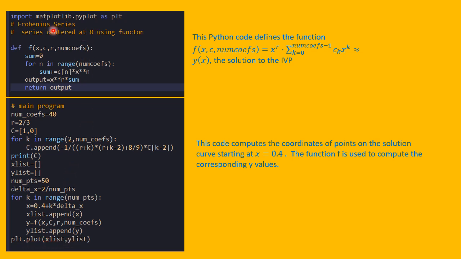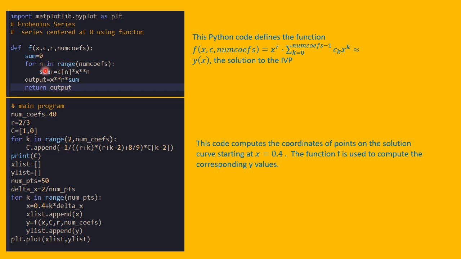Up here is the function that evaluates the partial sum for our infinite series solution at the point x. So I'm going to define a function f of x, c, r, number of coefficients. I'll do a summation right here. Sum equals 0, for n in the range, number of coefficients, sum plus equals c sub n times x raised to the nth power. Plus equals here, if you remember in some programming class like a C or C++ class, or Python class for that matter, this is the same as writing sum equals sum plus this stuff.